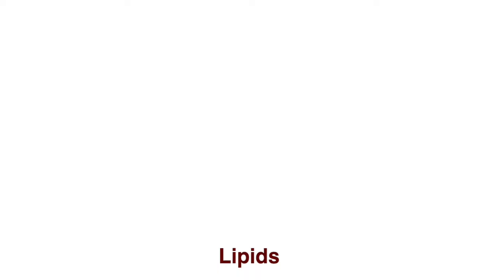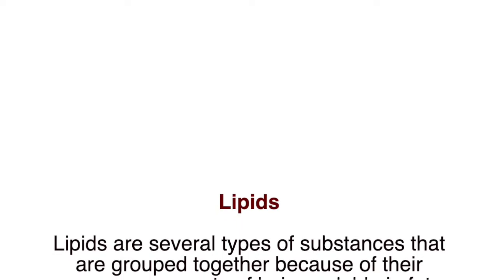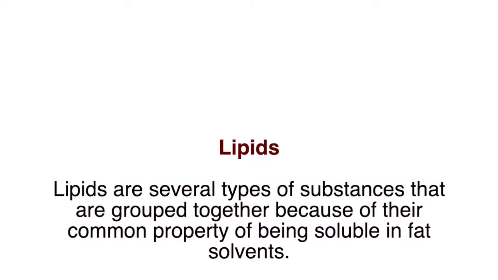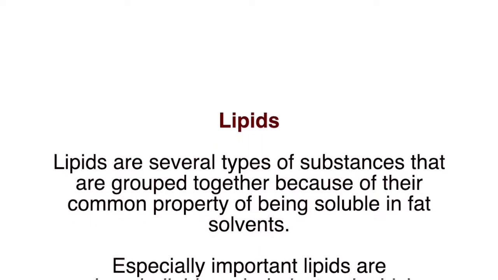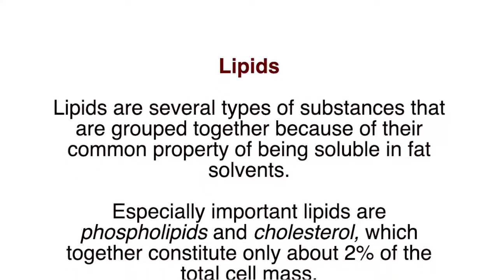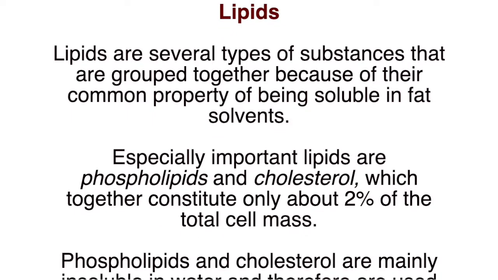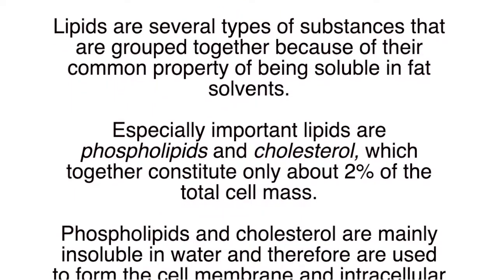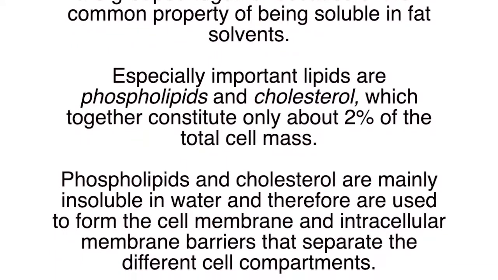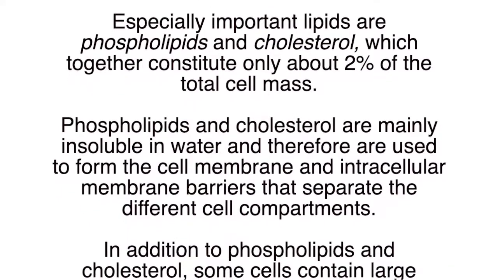Lipids. Lipids are several types of substances that are grouped together because of their common property of being soluble in fat solvents. Especially important lipids are phospholipids and cholesterol, which together constitute only about 2% of the total cell mass. Phospholipids and cholesterol are mainly insoluble in water and therefore are used to form the cell membrane and intracellular membrane barriers that separate the different cell compartments.